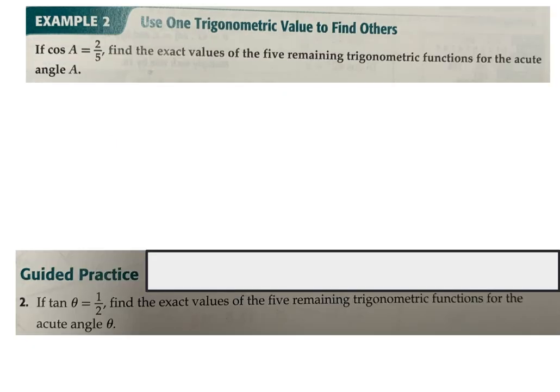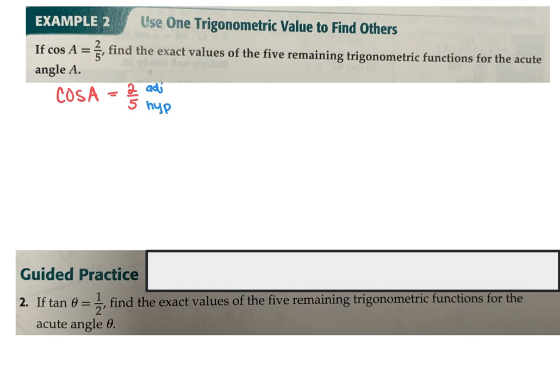All right, for this one, it says if the cosine of A is 2/5, find the exact value of the 5 remaining trig functions for the acute angle A. They're not giving us a picture, they've just given us the information that the cosine of some angle A is 2/5. So which two sides have they given us? They've given us the adjacent side and the hypotenuse.